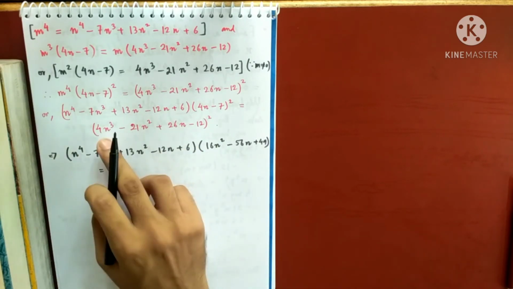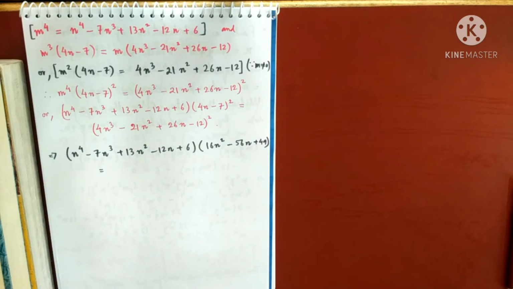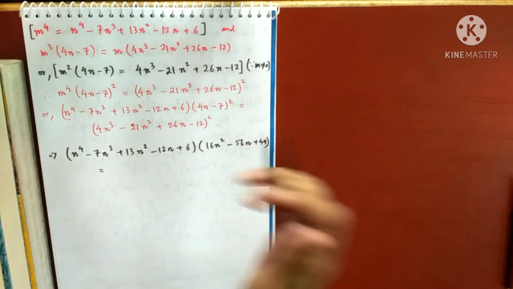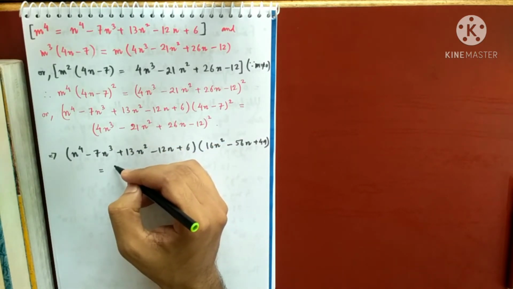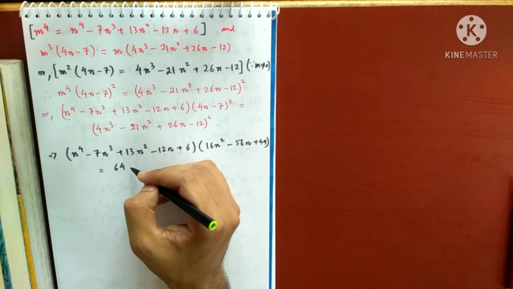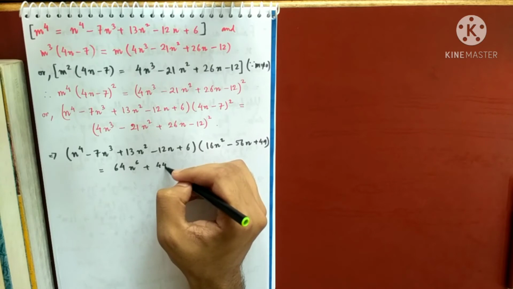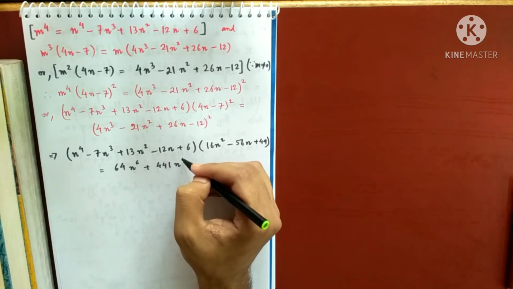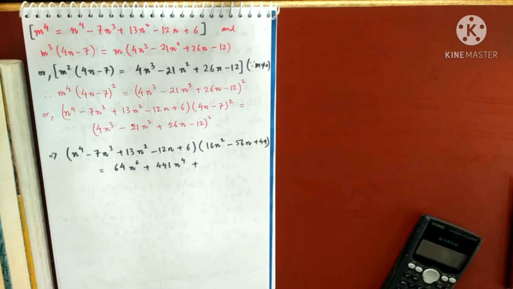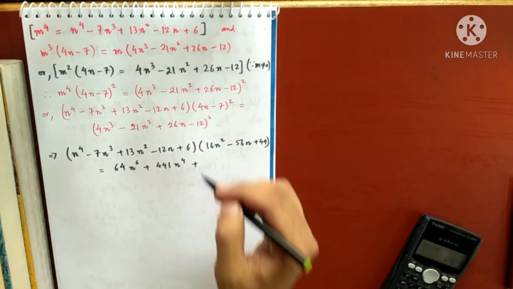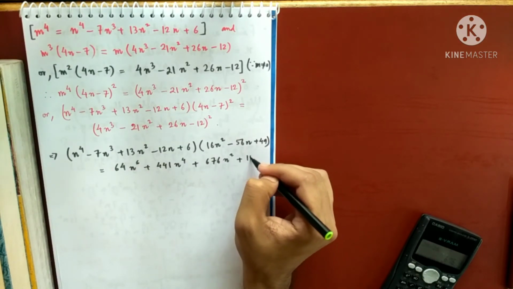so you have to apply the formula for (a plus b plus c plus d) whole square. I hope you know this formula. Like you have to multiply this with itself. So you will get a square, b square, c square, d square. That means 4 square is 16 n to the power 6 plus 21 square is 441 n to the power 4, squaring each of them. 26 square, 26 into 26, 676 n square and plus 144.